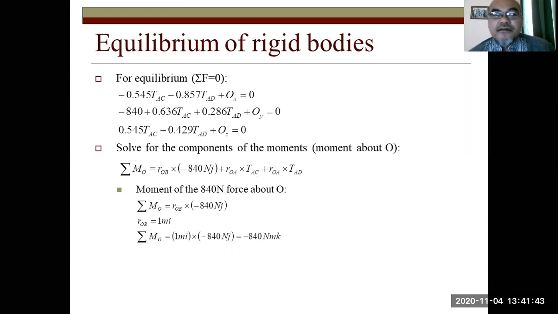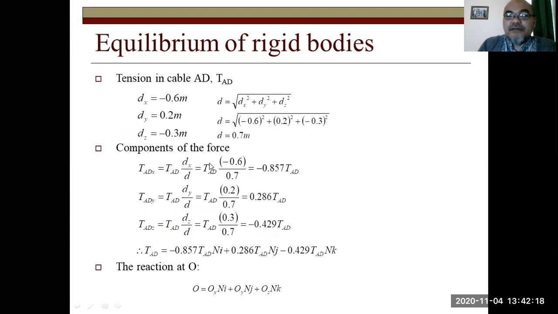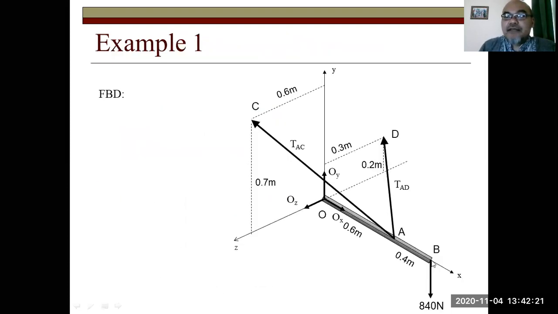We use sigma moment about point O, caused by all these 3 forces: the negative 840 Newton J, then TAC and TAD. The moment about point O caused by the vertically downward external force can be calculated using ROB. Remember the definition of moment in 3 dimensions, R cross F. So ROB cross negative 840 Newton J. Why ROB? Because this vertically downward force happens at point B. So we have to express this as ROB, which is 1 meter I, right? Because it is in the positive x direction.